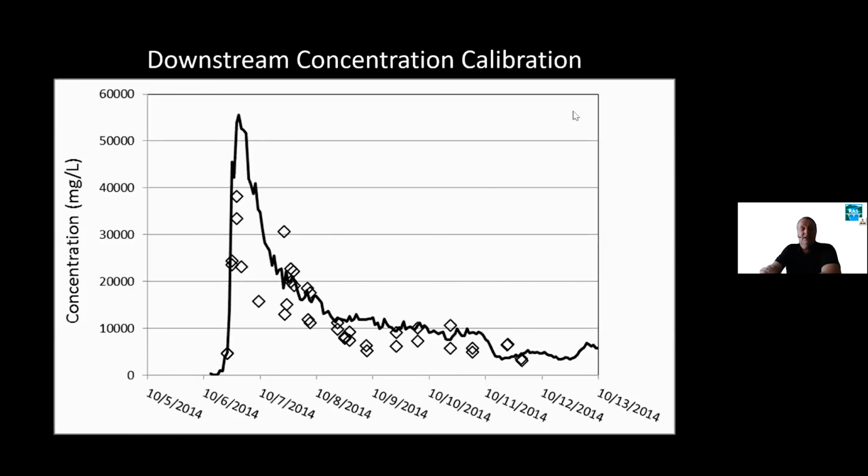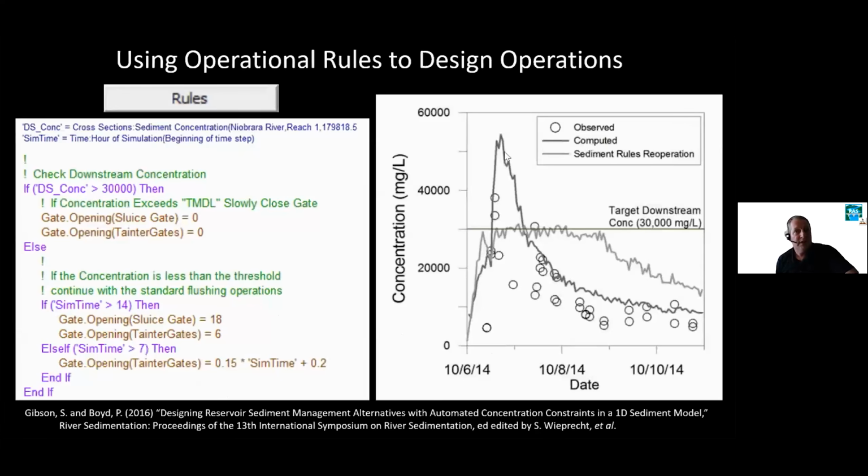And so then we started gaming the model to see, could we flush the same amount of sediment, but over a longer period of time and avoiding the peak concentration? And so you could do that manually, but one of the nice things about unsteady flow in RAS is that we have these operational rules. And so we added sediment triggers to the operational rules.